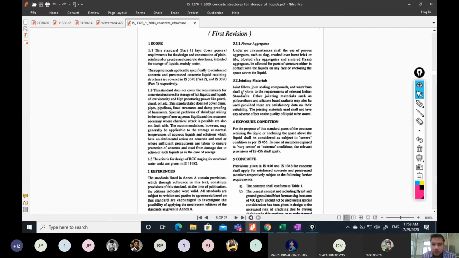Then jointing materials, such as joint fillers, joint sealing compounds, and water bars, shall conform to the requirements of the relevant Indian Standard. So for making the joints liquid proof, you might have to use water bars, joint sealing compounds, and joint fillers. Respective codes shall be followed for them.